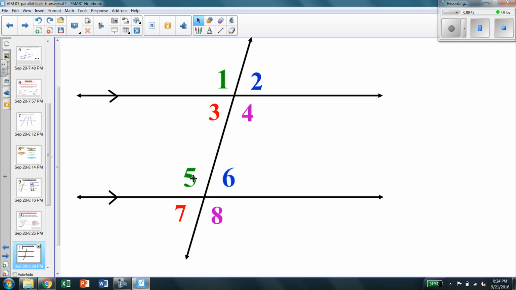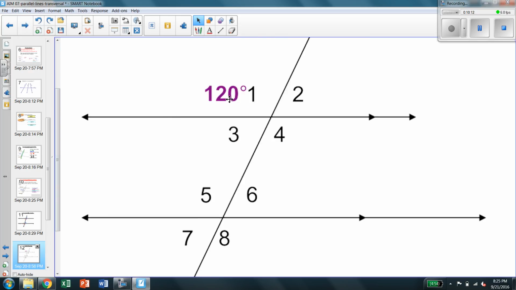They're congruent. 2 and 6 are also in the upper right of their respective intersections. So 2 and 6 are in the top right. They're congruent because they're corresponding angles. 4 and 8, bottom right, congruent. 3 and 7, also congruent. They're in the bottom left. They're both acute angles. They are corresponding angles.